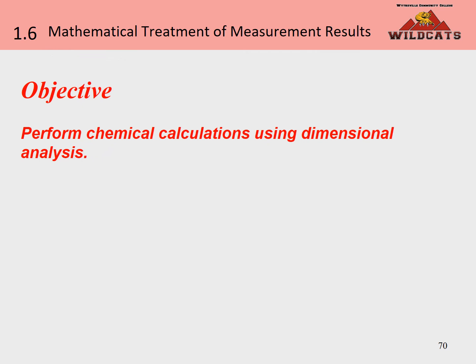This is section 1.6, the mathematical treatment of measurement results. In the previous section, we took a look at accuracy and precision and specifically significant figures. And we have to worry about those because now our numbers have units. In this section, we're going to figure out how to convert from one unit to another.